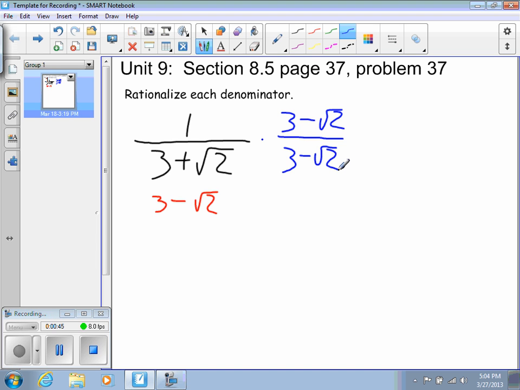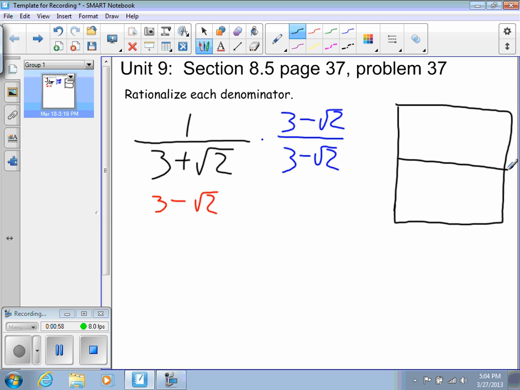And when we do that, again, I will go ahead and use the box to show it, although you'll eventually get to where you know the pattern and don't need the box. But let's go ahead and use the box. So we have 3 plus the square root of 2 and 3 minus the square root of 2.